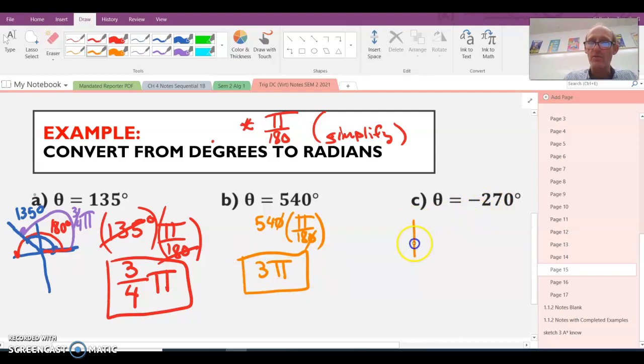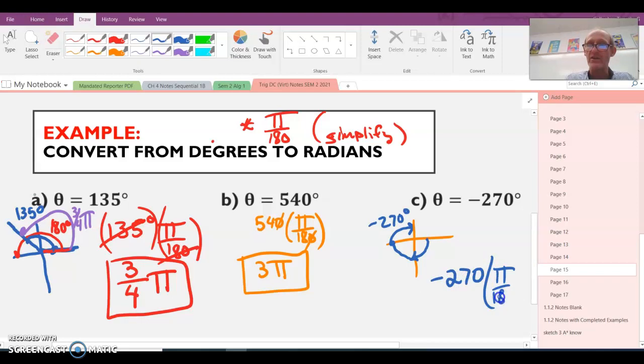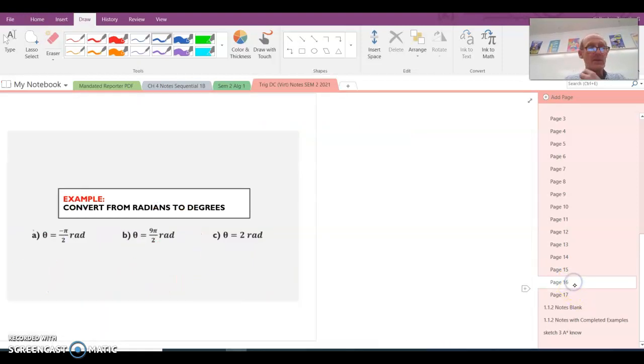Now, negative 270, remember, is right here. If I do negative 270, this is negative 90, negative 180, negative 270. All right, so my guess is you could probably do this in your head to be negative 1 1/2 pi or negative 3 pi over 2, but let's figure it out. Negative 270 times pi over 180. The negative 270 and the 180 cancel out, and I get 3 here and 2 here. So it's negative 3 over 2 times pi.